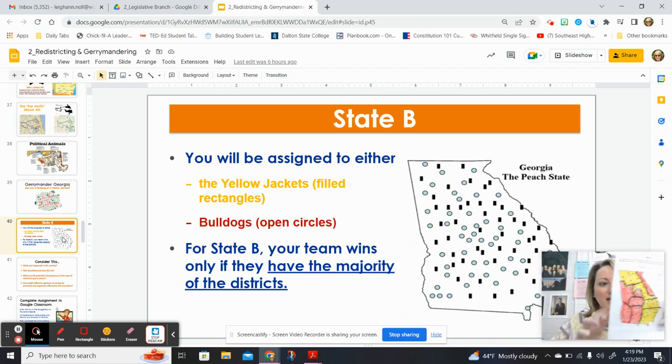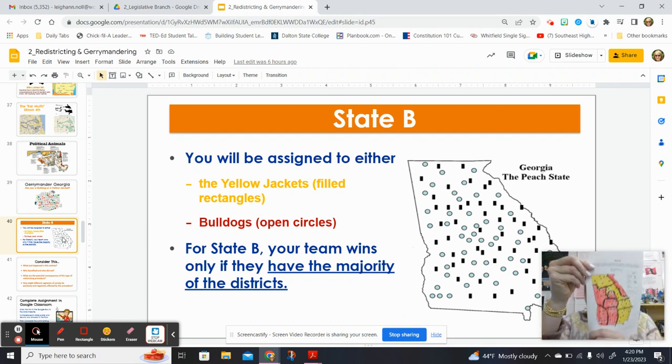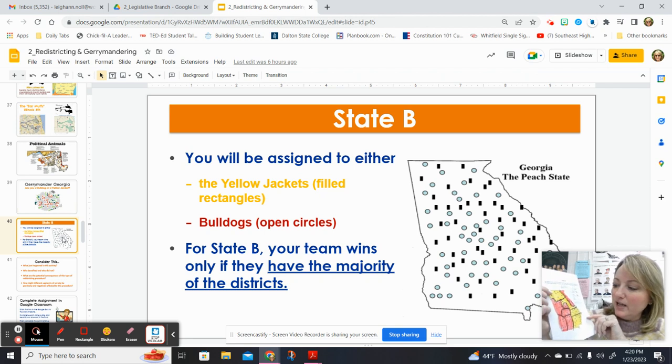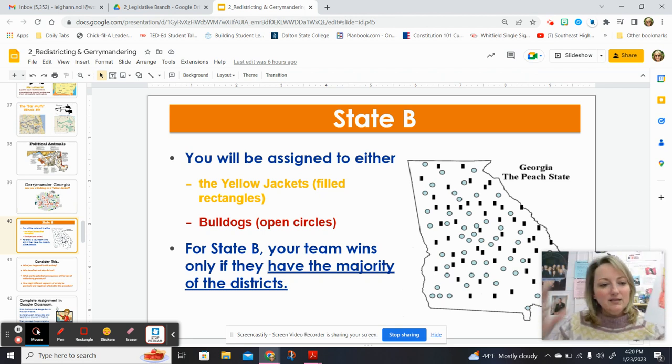Here's one that did his original map versus his gerrymandered map. I had them write whether they're drawing districts to benefit the Bulldogs or the Yellow Jackets. I think it's a real simple assignment that gets them into seeing how it changes when you look at the totals, and how the representation changed just based on how you draw a line. So that's something that's simple.